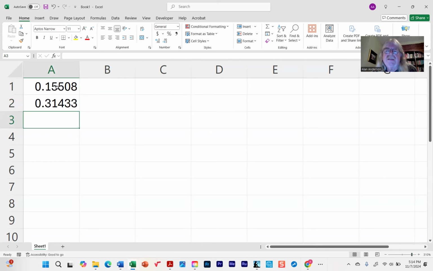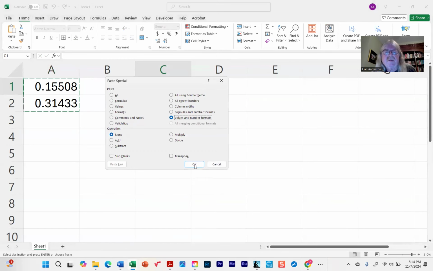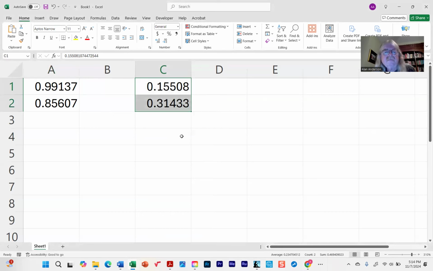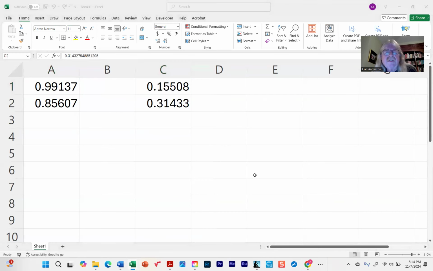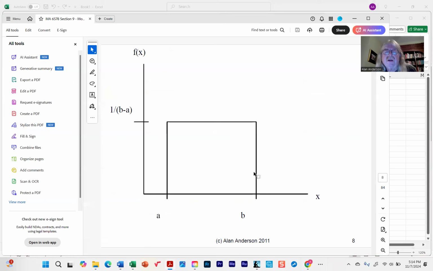So how do you get around that problem? You can just copy and paste these somewhere else. Paste special values will take care of that problem. You see, when I did that, these changed. So anyway, the standard uniform has certain statistical properties that we should be aware of.